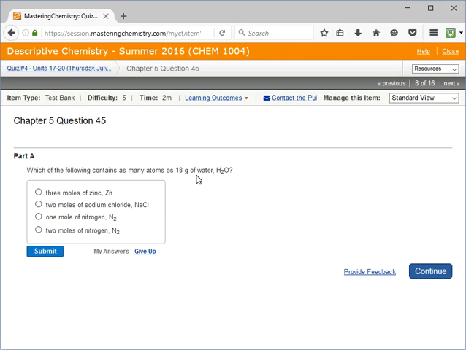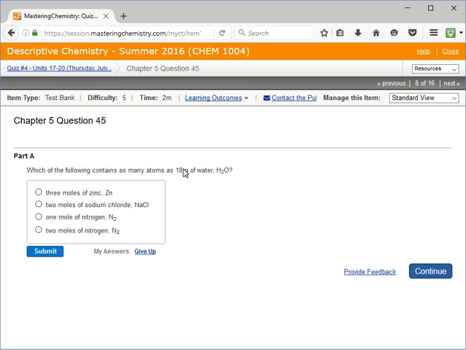This is kind of a thought process for a minute. 18 grams of water is how many moles of water? If we want to know how many atoms, we have to make that mole relationship. If I have 18 grams of water, notice if you add up 2 hydrogens and an oxygen, you get 18 for its molar mass. So 18 grams in every mole of water, this is 1 mole of water, isn't it? In a multiple choice, you have to look at the choices. Which of the following contains as many atoms as 18 grams of water? How many atoms are there in 18 grams of water?